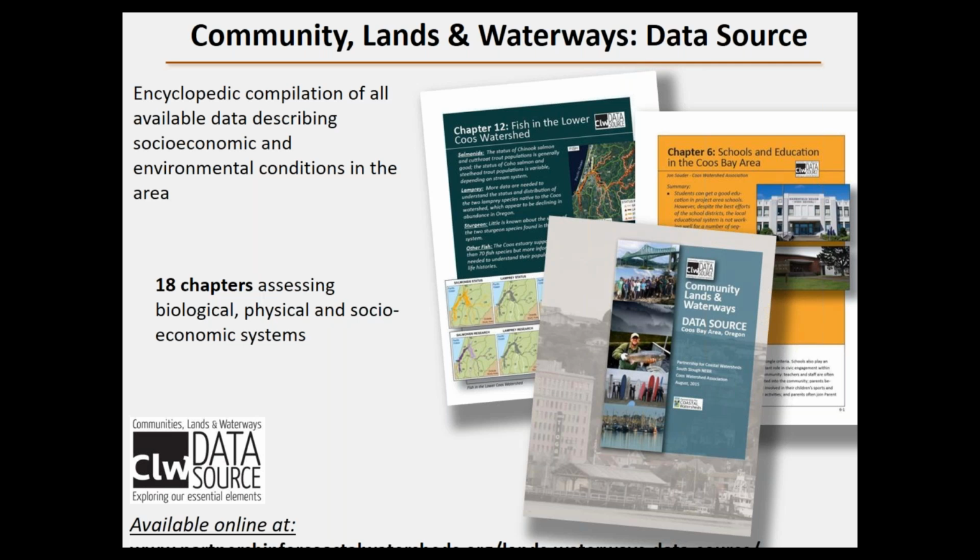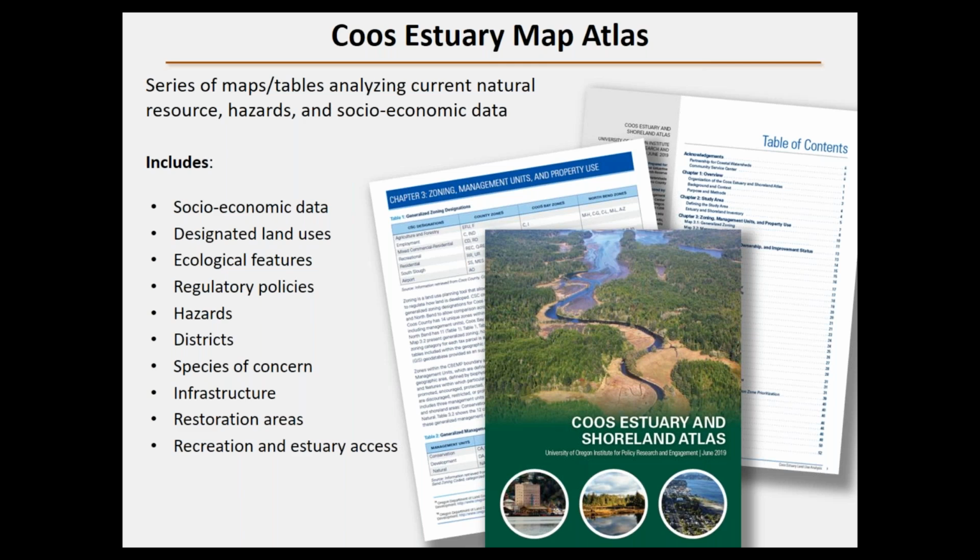The second step in updating the information was the development of the Coos Estuary and Shoreline Atlas. This provides the current socioeconomic and environmental data from the area in map and tabular form. So this includes socioeconomic data, designated land uses that already exist, ecological features, hazards, infrastructure, and areas for restoration and recreation.